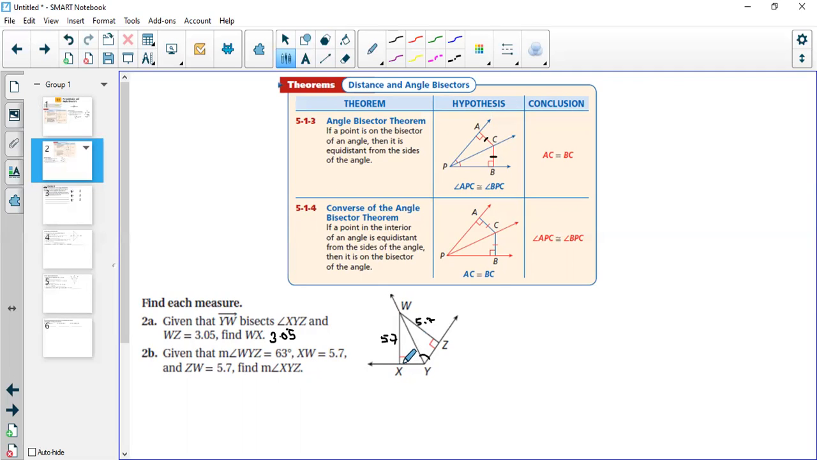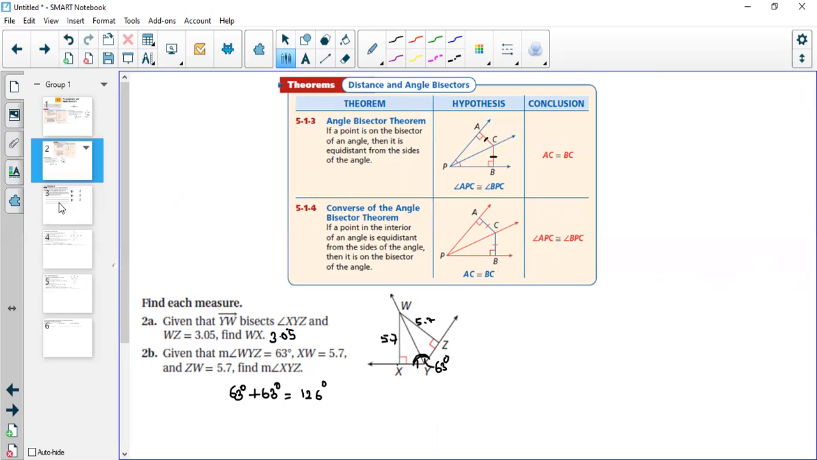Find the measure of angle XYZ. So they want you to find the measure of angle XYZ, which means this complete angle. This angle only they said is 63 degrees. So if this is 63 degrees, the other side is also going to be 63 degrees. So to find the complete angle, you need to add 63 degrees plus 63 degrees, which is going to give you 126 degrees. So the measure of angle XYZ is going to be 126 degrees.